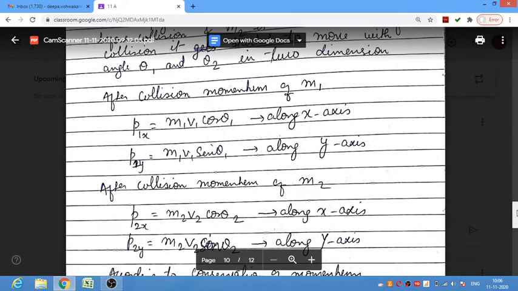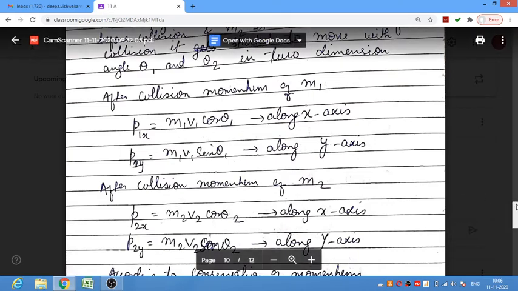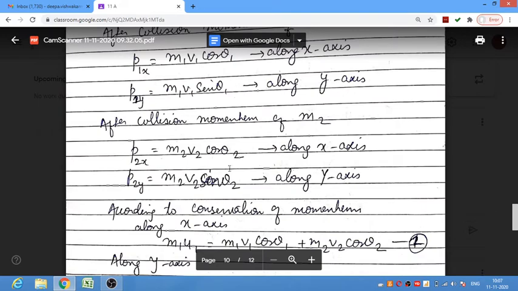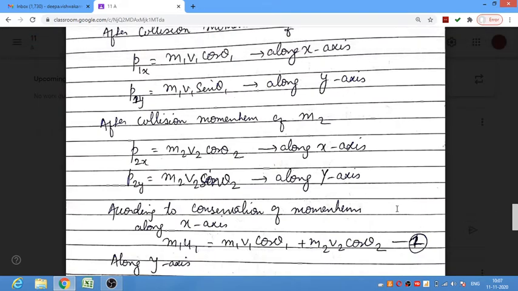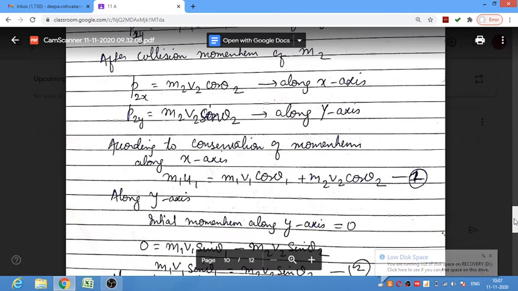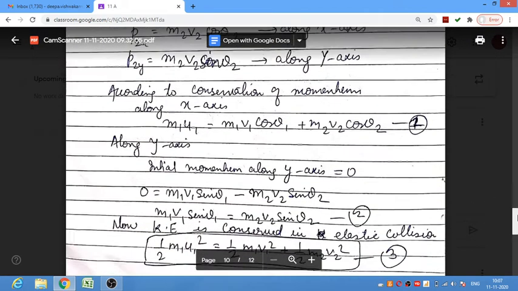Now after collision, momentum of m1 along the x-axis will be m1 v1 cos theta 1. Then momentum along the y-axis is m1 v1 sin theta 1. Then after collision, momentum of m2 is m2 v2 cos theta 2 and m2 v2 sin theta 2. According to conservation of momentum along the x-axis, we equate: m1 u1 is equal to m1 v1 cos theta 1 plus m2 v2 cos theta 2. This is equation number 1.